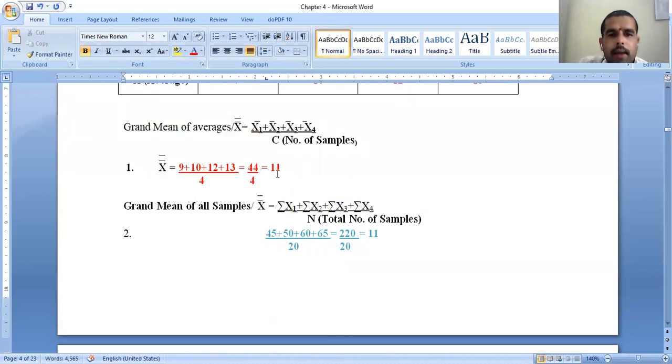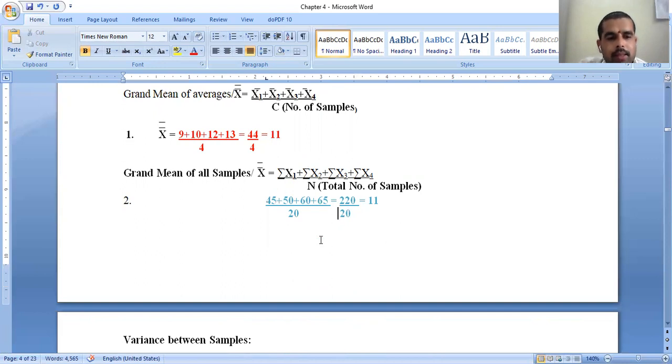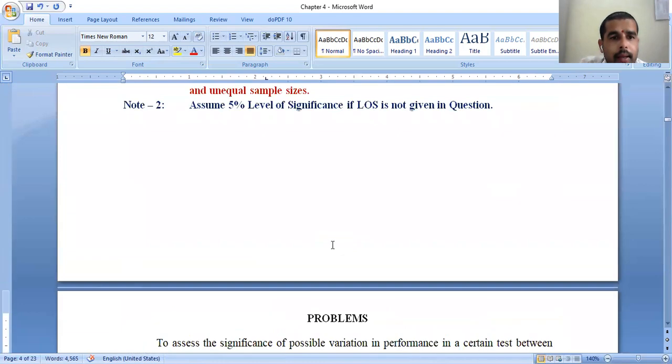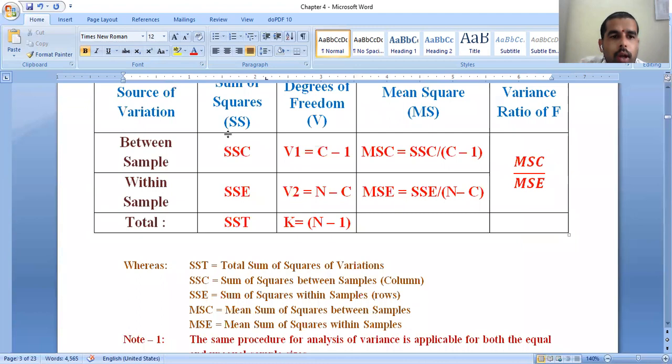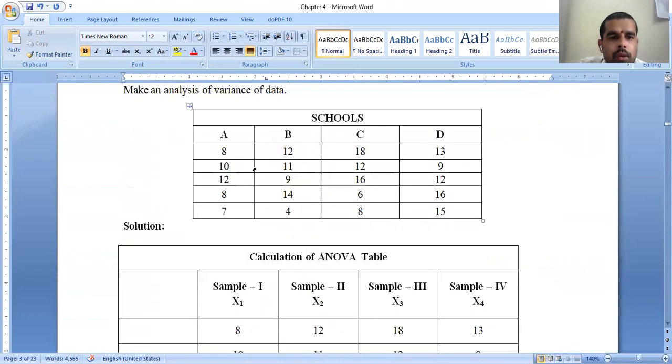After getting these 11 in the two cases, now the problem will start here, that is variance between samples. You have to go for the table here again, table in the sense ANOVA table. You are going to calculate the SSC value, that is between samples here. To get this SSC value, we are going to do it in this way.